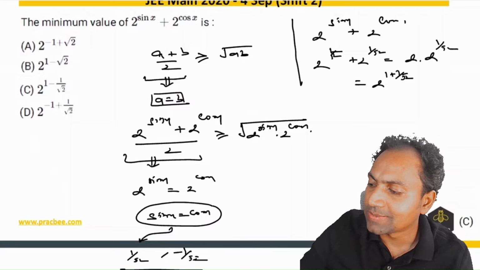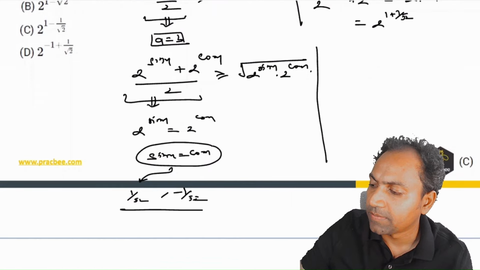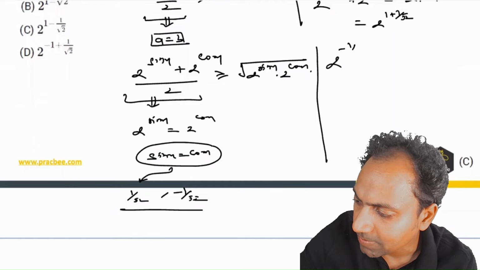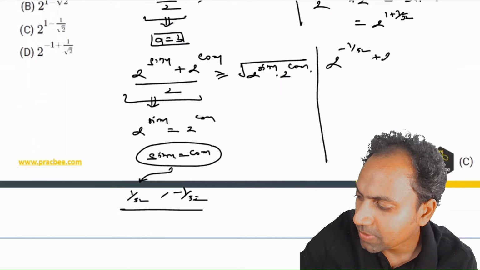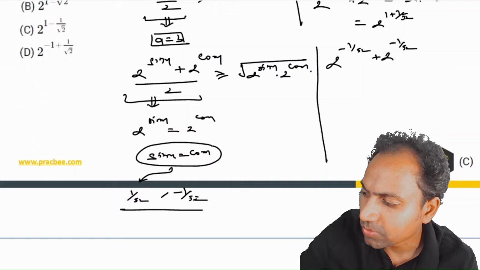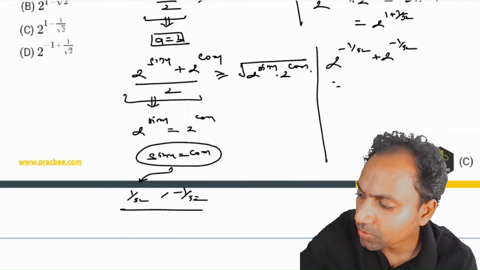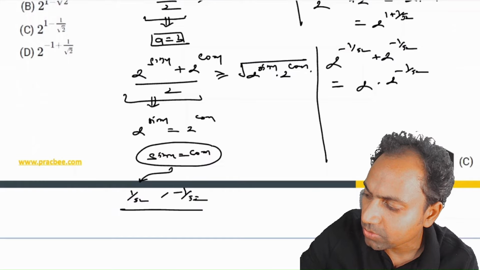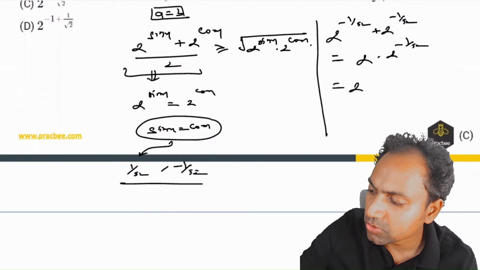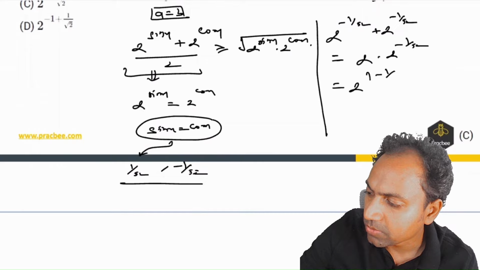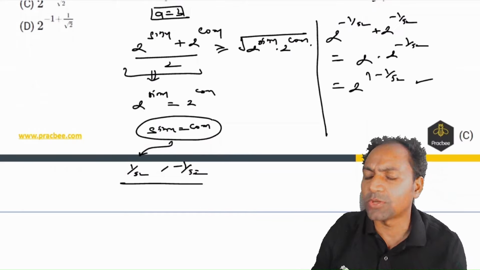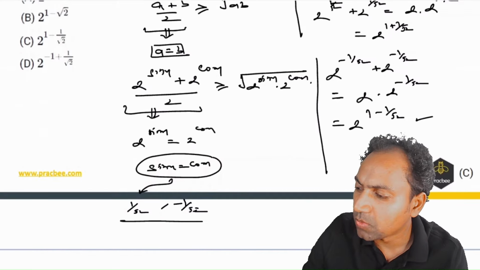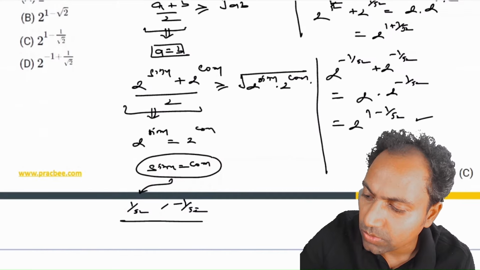And another answer of the same question will come when sin x and cos x become minus 1 by root 2. So 2 raised to the power minus 1 by root 2 plus 2 raised to the power minus 1 by root 2. So it comes out to be nothing but 2 into 2 raised to the power minus 1 by root 2, or 2 raised to the power 1 minus 1 by root 2. Now this is a more relevant answer because we are looking for a minimum value. So our answer becomes 2 raised to the power 1 minus 1 by root 2.